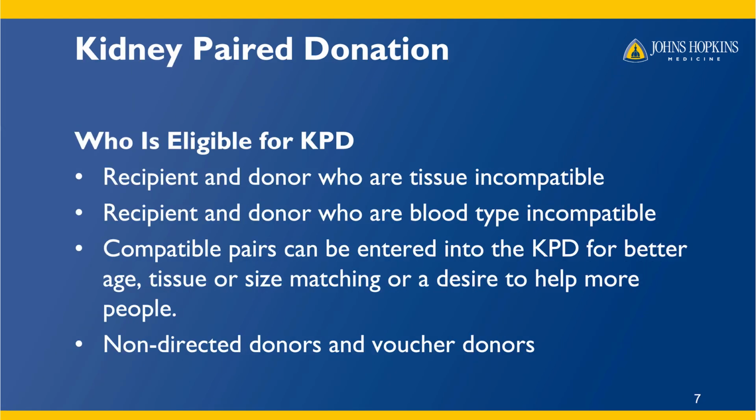All donors and recipient pairs who have been evaluated and cleared by their transplant center are eligible and can be entered into the KPD registries. Donor and recipients who are tissue and blood type incompatible can be entered. Compatible pairs can also be entered for the opportunity to find a younger donor, a better tissue matched donor, a better kidney size, or they may choose to do this just to help other people as well as their recipient. Non-directed donors and voucher donors are also eligible and can be activated in the KPD.